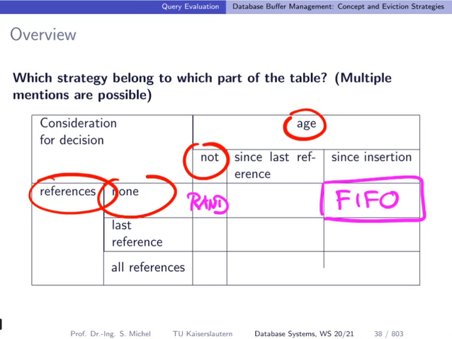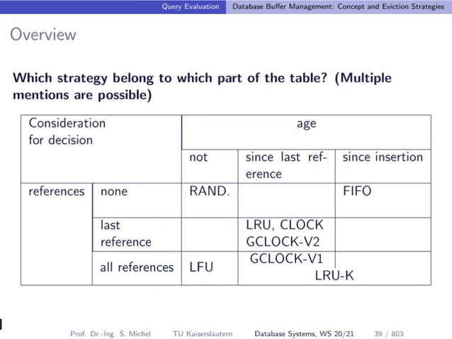It's FIFO, right? Or if you're looking at all references, so the count of all references, but not looking at any time information, so you're looking only at the frequency of references, and not at the recency. So now it should be pretty clear what we have to put here. That's the LFU approach. And this is now how the table looks if you want to fill it in completely.